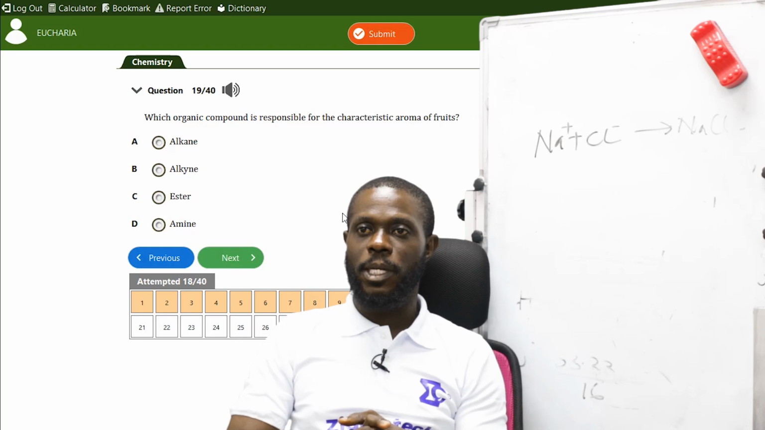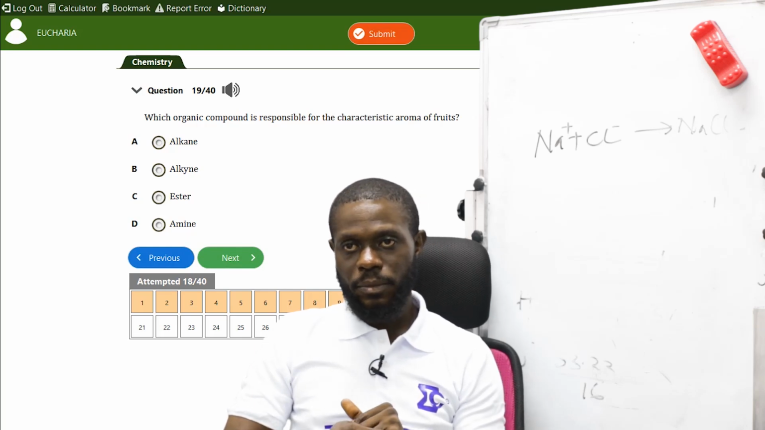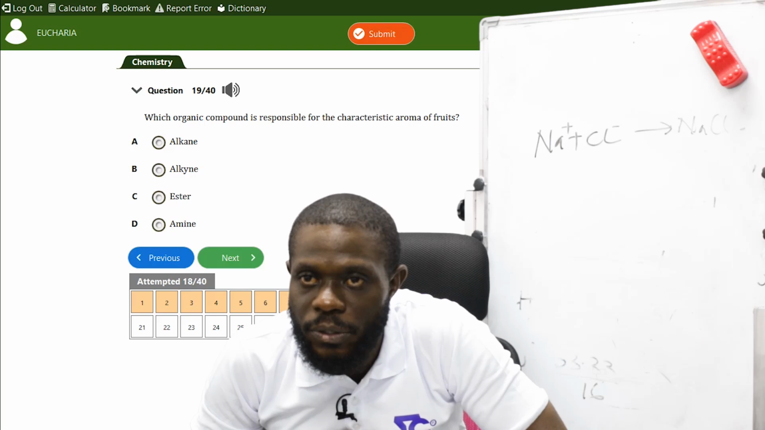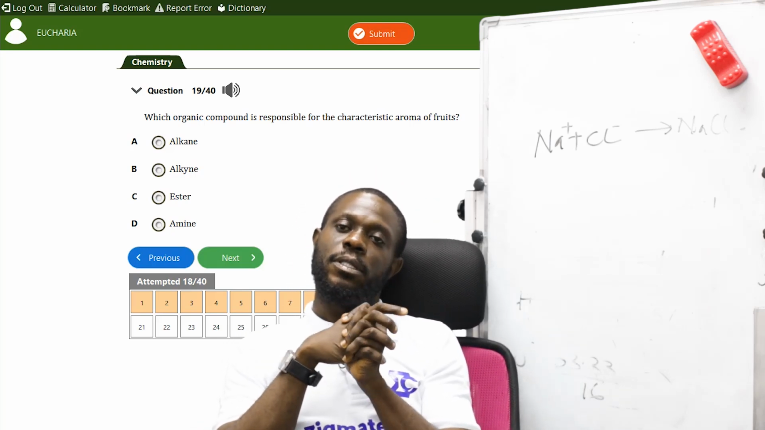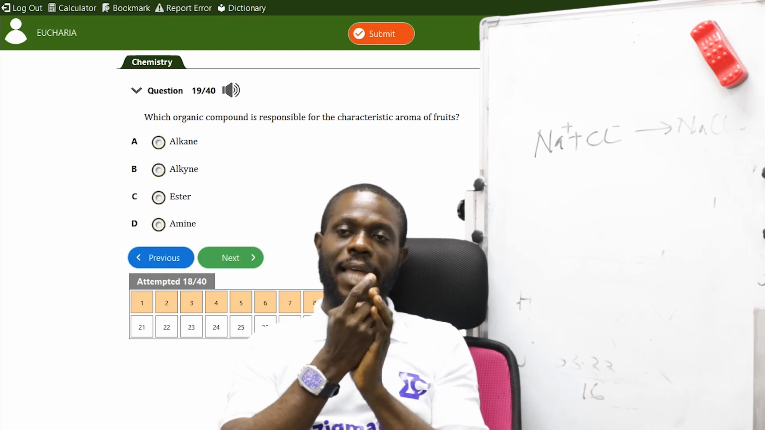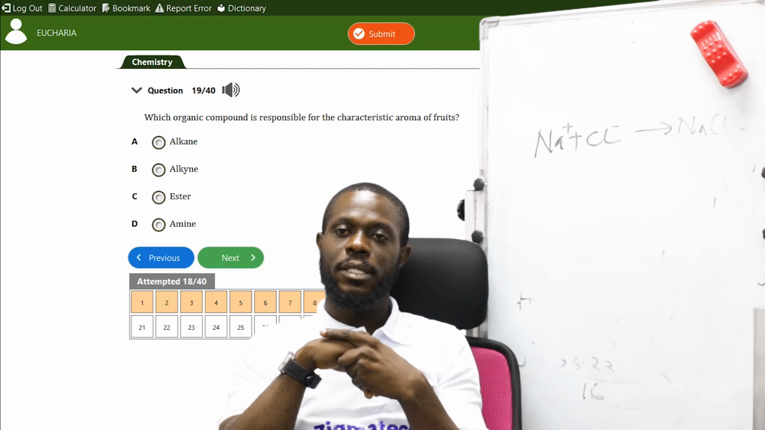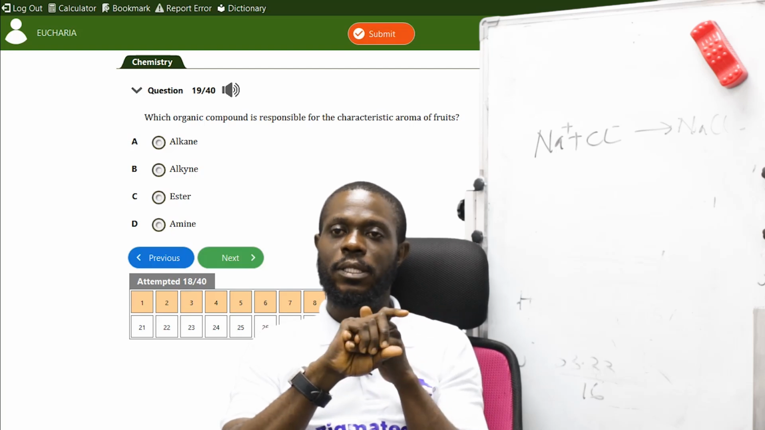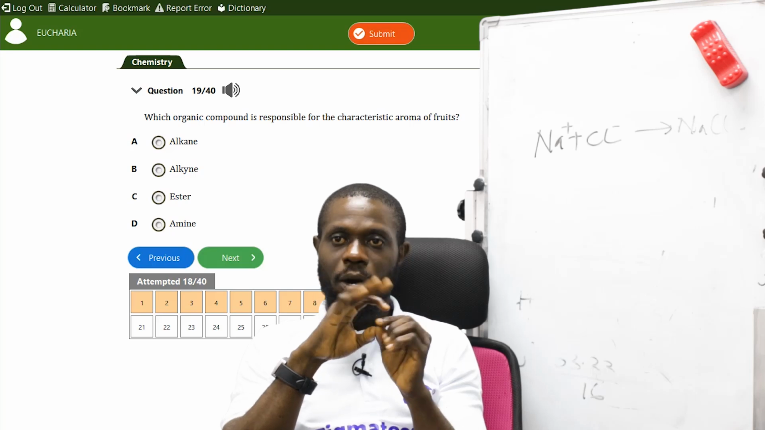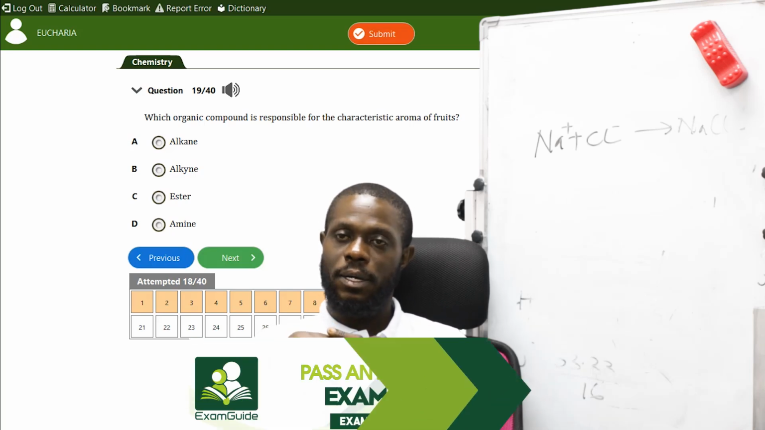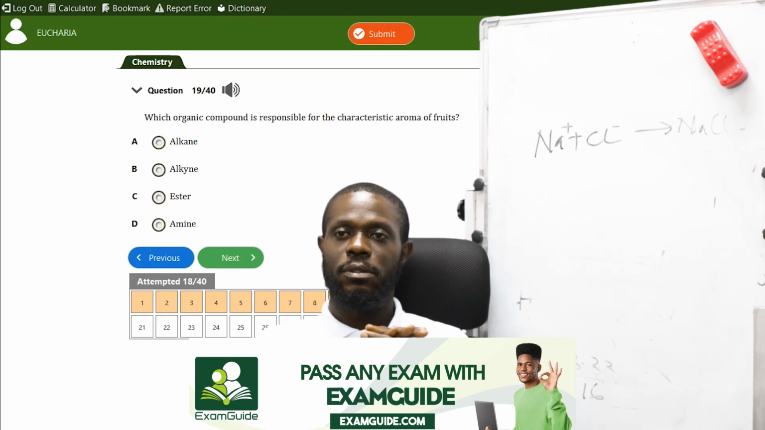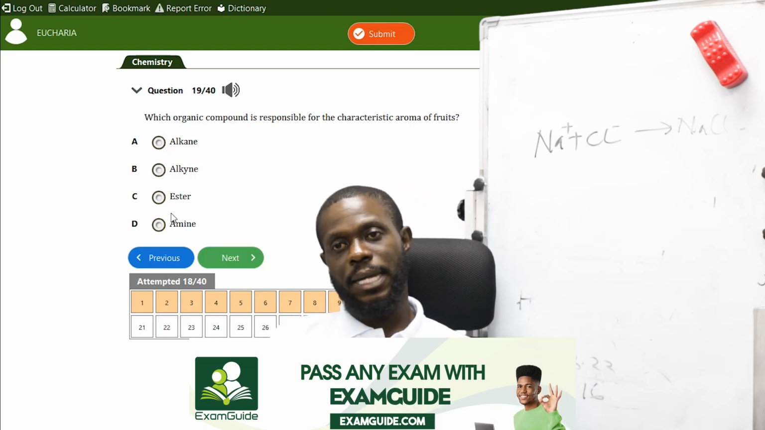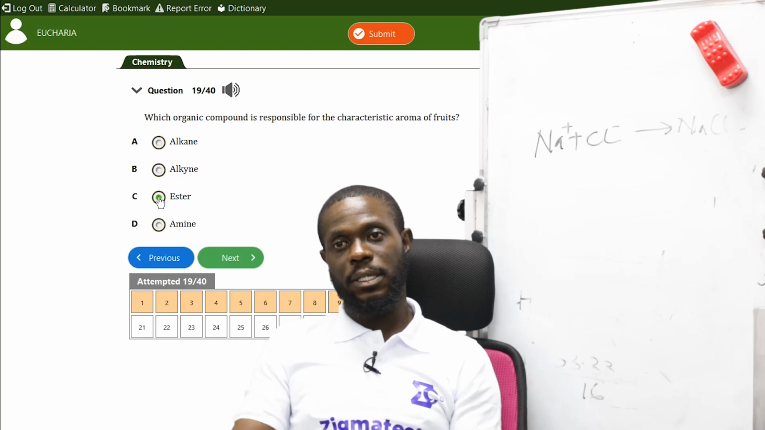They say, which organic compound is responsible for the characteristic aroma of fruits? I don't need to explain much. Ester is a sweet aroma smell compound. Ester is defined as a sweet aroma smell organic compound. It is ester that gives aroma to fruits. The name of that compound is called ester. It has a fine aroma. So the correct answer is C. Let's go to the next one.